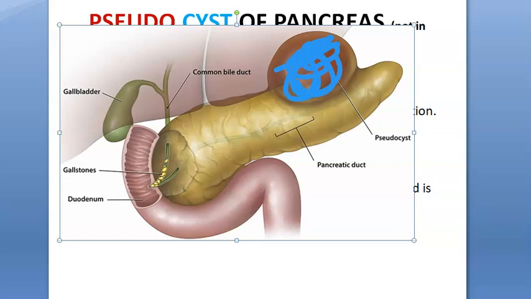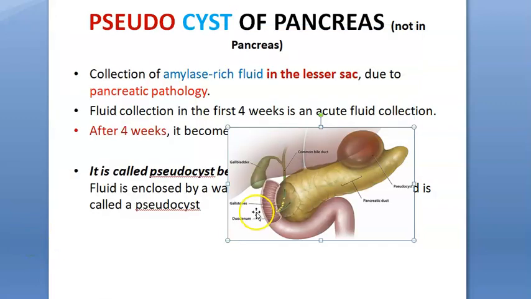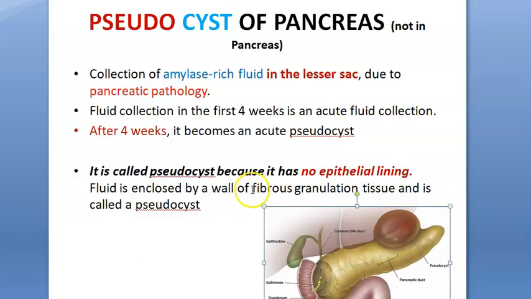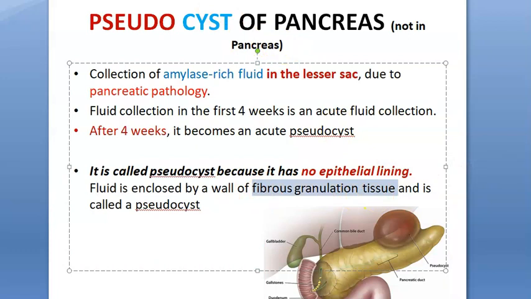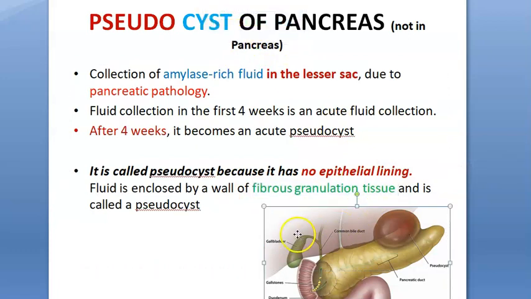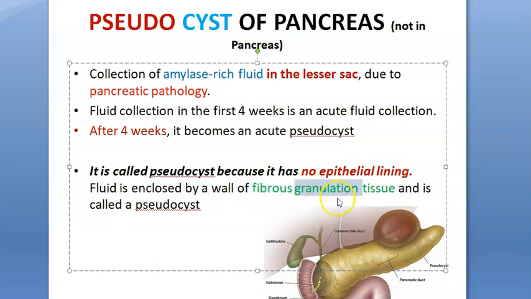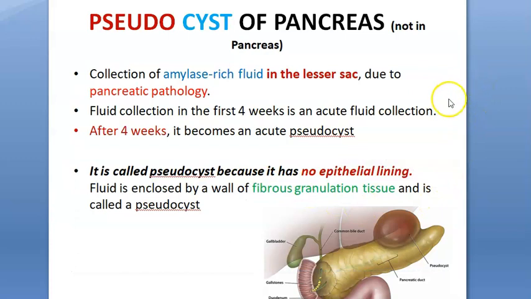So this is a pseudocyst because it does not have an epithelial lining. Then what is it lined by? It is lined by fibrous granulation tissue. Granulation is more like a healing tissue, right? So it is walled off this amylase rich fluid. This granulation tissue is helping you wall it off.